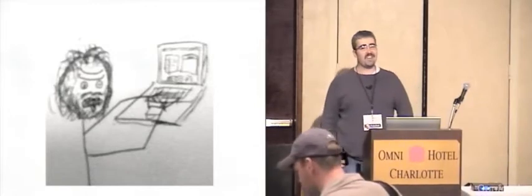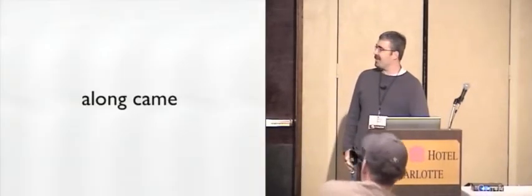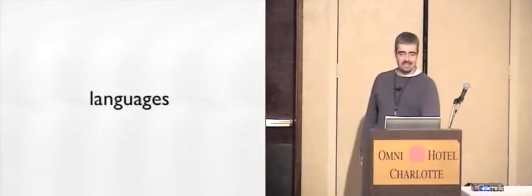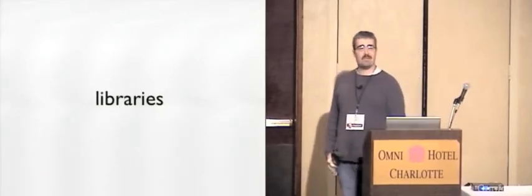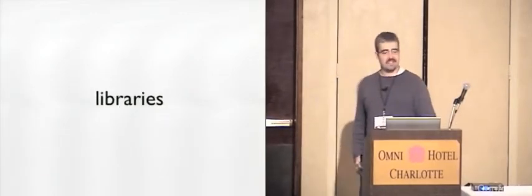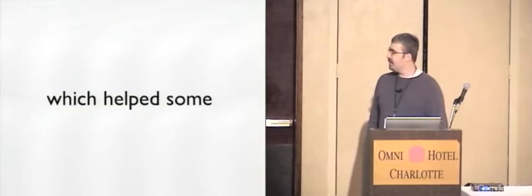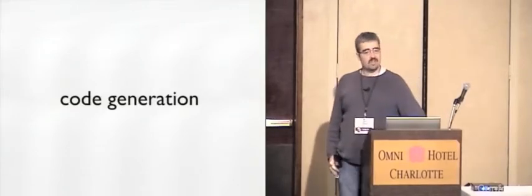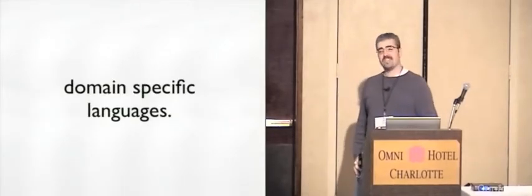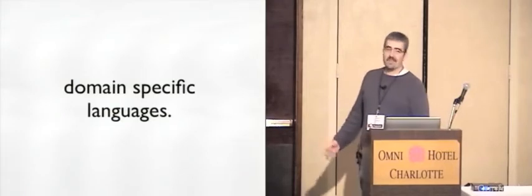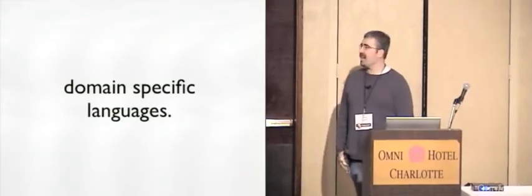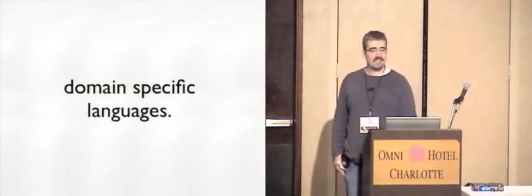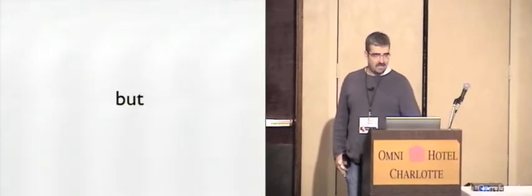So people tried to find better ways of doing it. Along came compilers, languages, and libraries that would help make the process of development easier. That helped some. And today, we have things like automated tests, code generation tools, domain-specific languages, continuous integration, spec tests, a lot of things that help make programming a lot more fun and easy. But there's a problem.